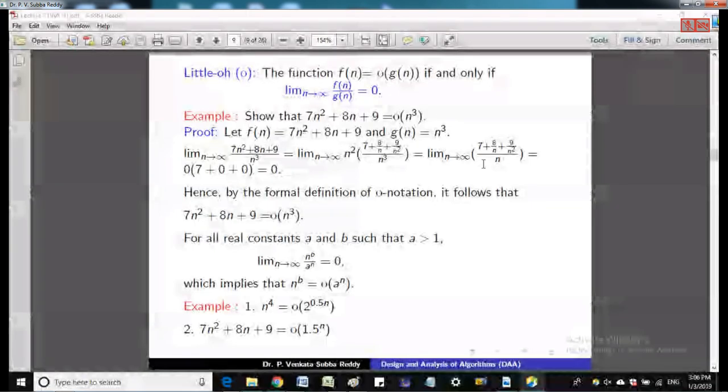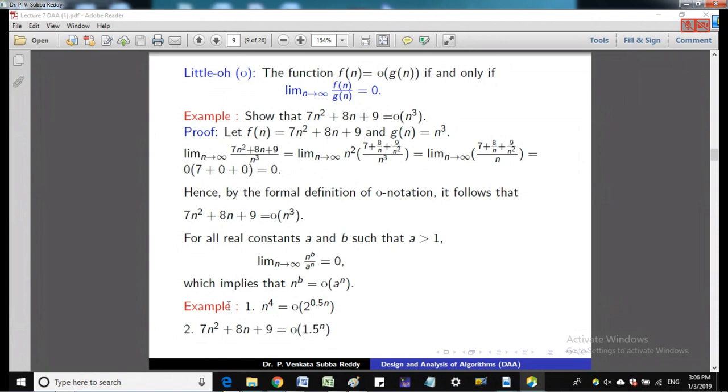So for example, limit n tends to infinity, n power b by a power n. This is a polynomial function, this is an exponential function. But the value of a should be greater than 1. If a is less than 1, between 0 and 1, then if I increase the power, the value gets reduced. So this condition is not true. That's why a is greater than 1. Which implies that n power b is little o of a power n.